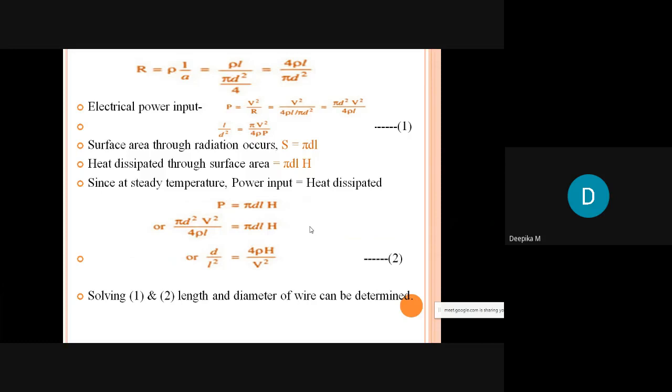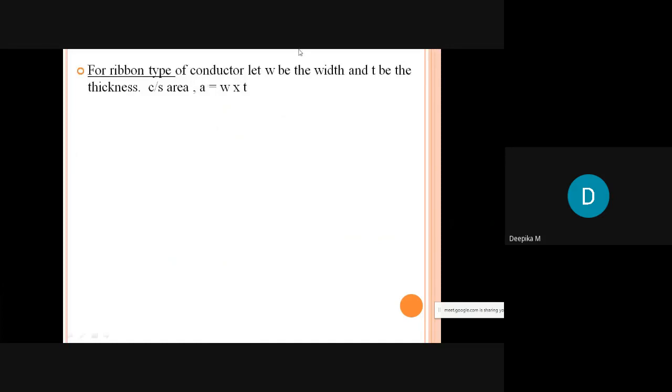Now let us see the designing of the heating element for the ribbon shape, or the rectangular shape. For the ribbon shape of conductor, in the last case we took the length and the diameter. Here we will have the width and the thickness. Width, thickness, and length are the three parameters we have. In the problem they usually specify one of these, usually the thickness, so then we can design the width and the length.